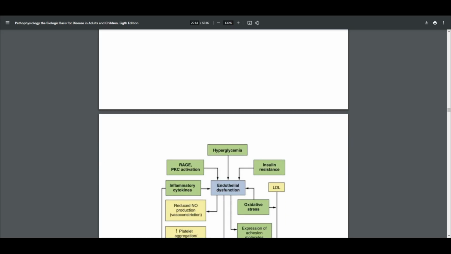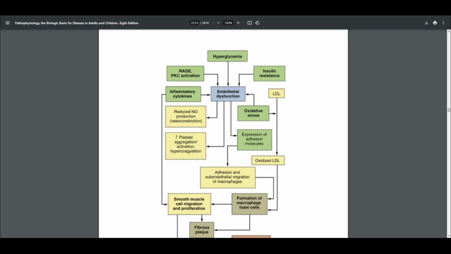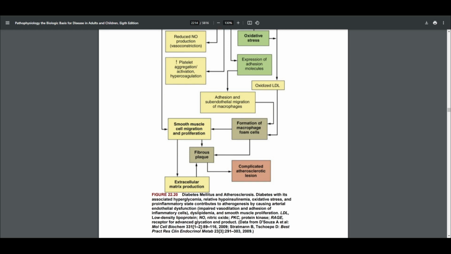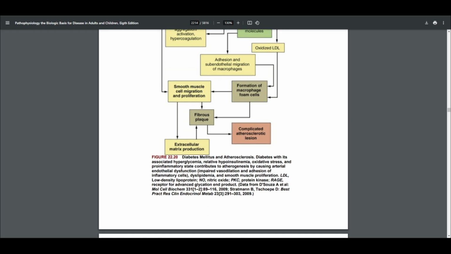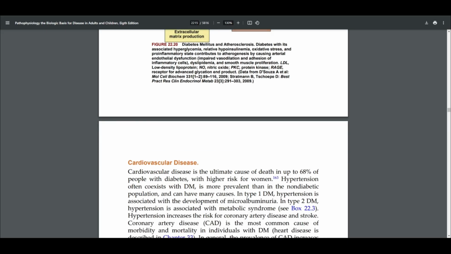So here we see all the different risk factors for endothelial dysfunction. Hit pause if you want to see that figure as a whole, but we're going to keep moving.